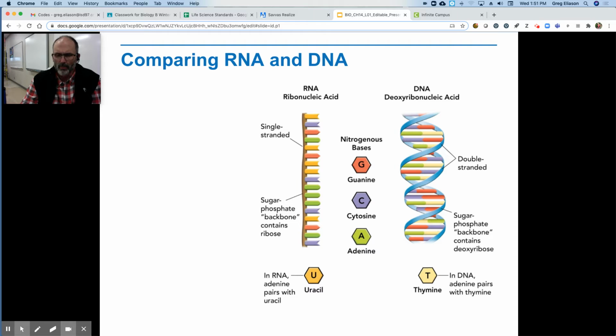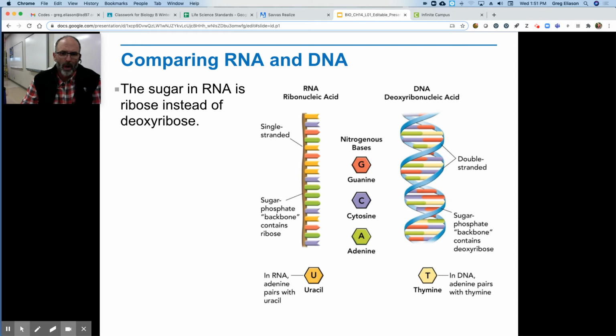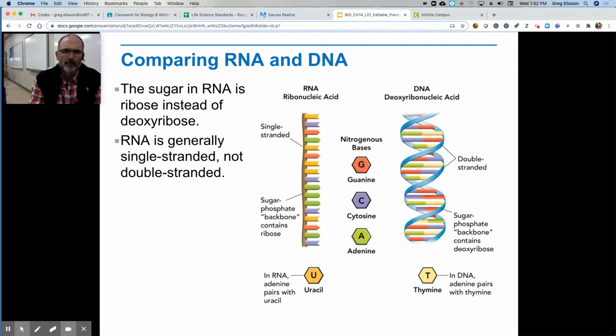RNA is called ribonucleic acid, and DNA is deoxyribonucleic acid. Ribose is a sugar. In a nucleotide, you have the sugar piece. The nucleotide is the A, C, T, G, and now we're going to have a U. That uracil has ribose as the nucleic acid. So the sugar in RNA is ribose instead of deoxyribose. All right.